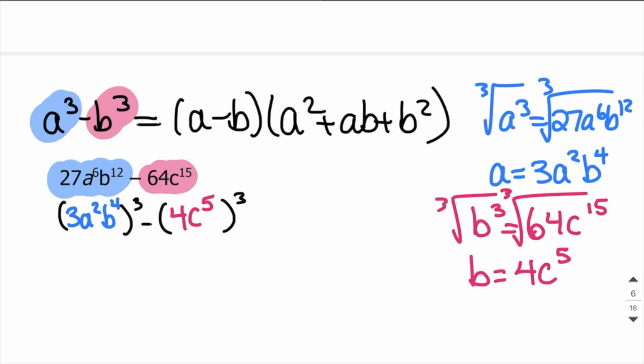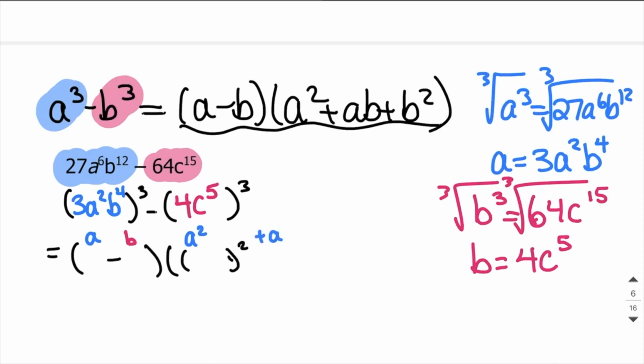So now let's get ready to do our factoring piece right here, now that we know what a and b are. So we know it's going to be a minus b multiplied by a squared plus ab, so it's going to be something times something, and then plus b squared. So I'm going to say right here plus that b squared.